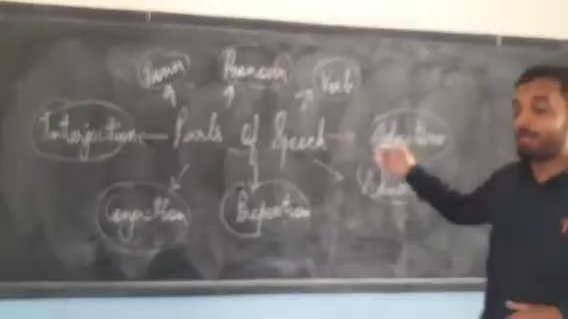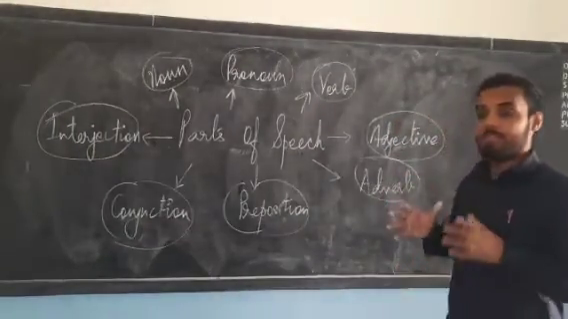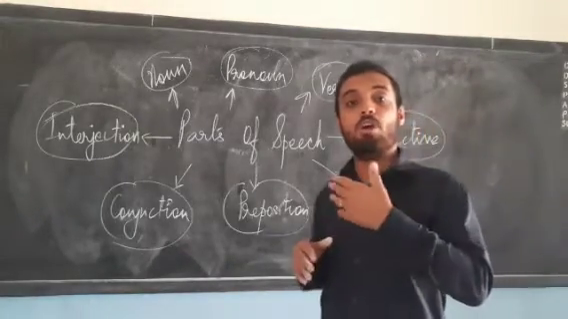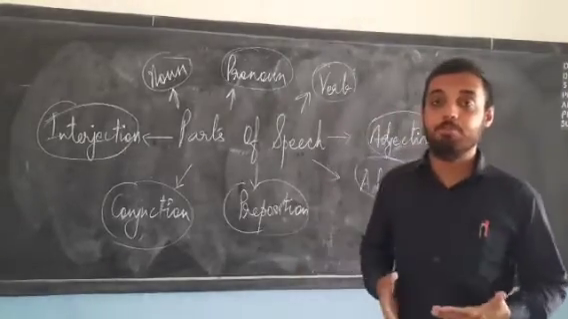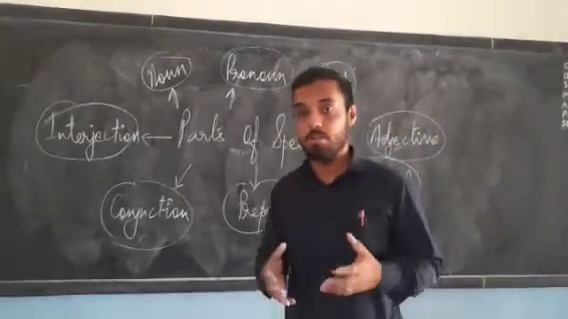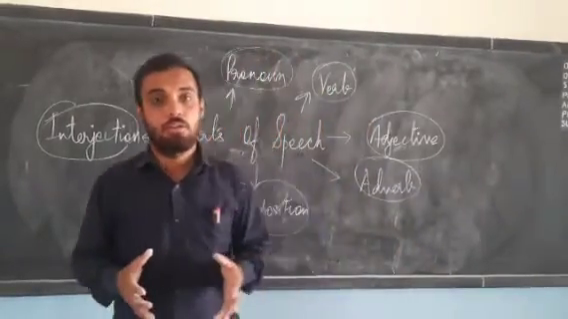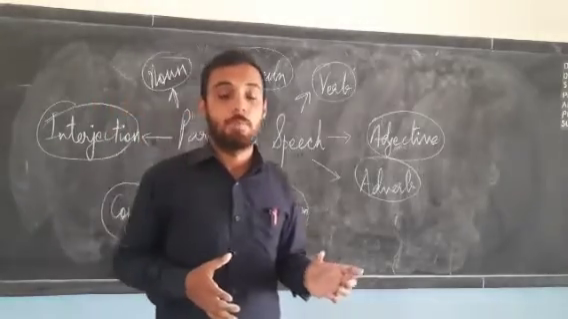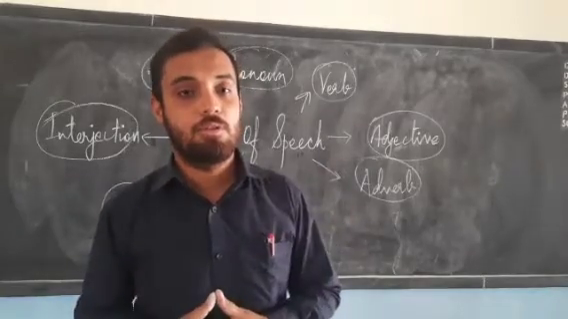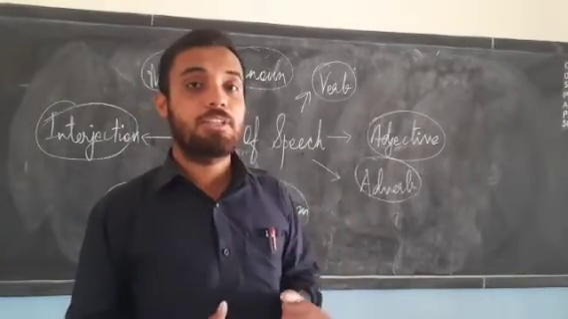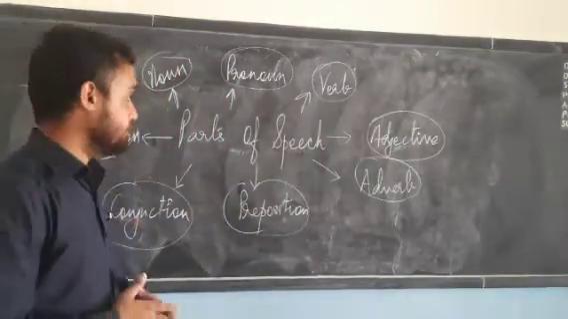The next one is adjective. Now, what is an adjective? An adjective is a word which tells us more about a noun or a pronoun. It modifies a noun or describes more about a noun or a pronoun. Suppose I write a sentence, this is a huge tree. Tree is a noun, but when I add huge to it, I am describing that tree as huge. So the work of an adjective is to describe more about a noun or a pronoun.